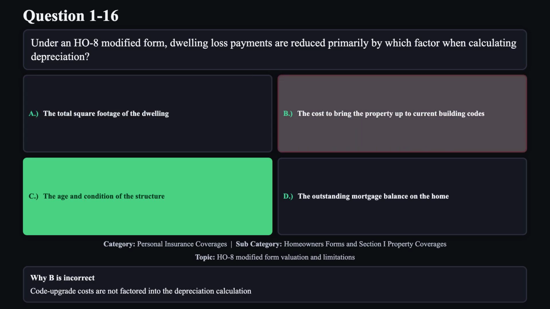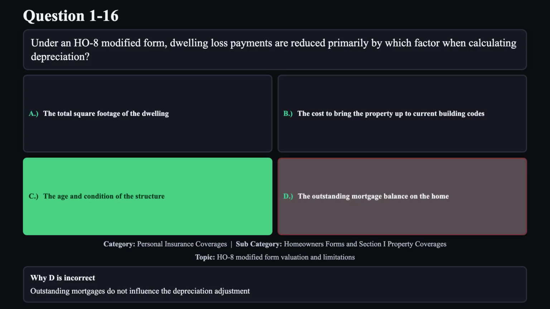Reason B is not correct. Code upgrade costs are not factored into the depreciation calculation. Reason D is not correct. Outstanding mortgages do not influence the depreciation adjustment.